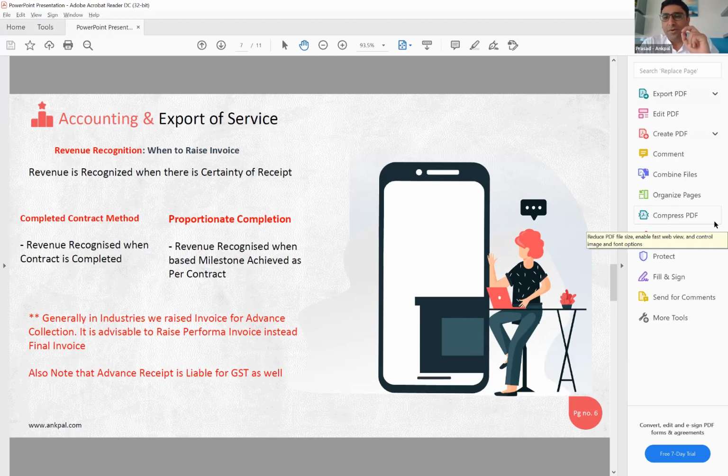Now, many a time we come across cases when we have to receive an advance from the client, and we raise the invoices. Actually, this should not be the case. There are two types of agreement we may have with our clients. One is milestone-based delivery, and the second is one-time services. In case of one-time services, when your service is complete, you are required to raise the invoice.